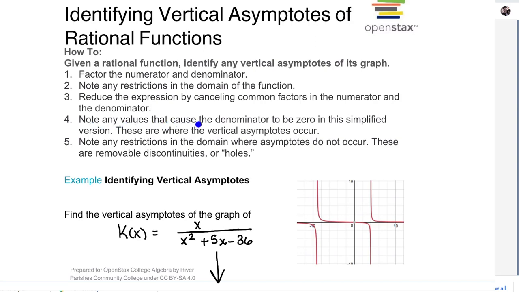Note any values that cause the denominator to be 0 in the simplified version. These are where the vertical asymptotes occur. So you must simplify it first before you find the asymptotes. And note any restrictions in the domain where the asymptotes do not occur. These are removable discontinuities, or holes.